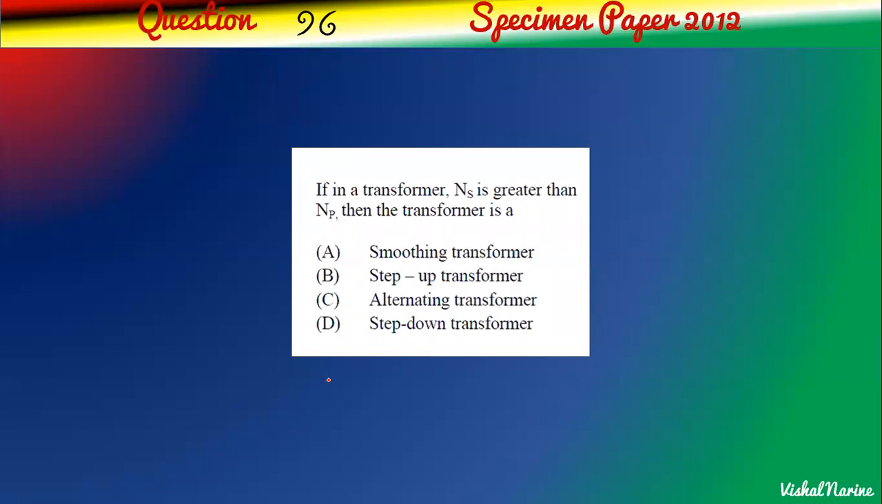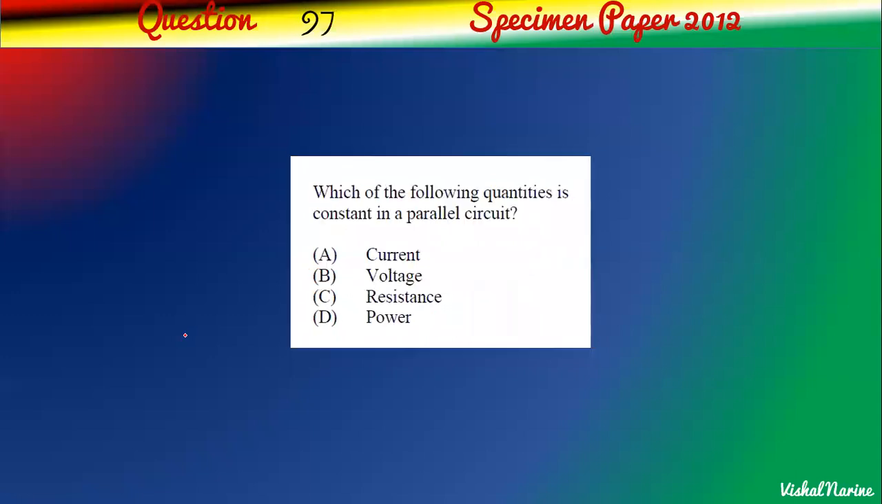96. If the secondary coil is greater than the primary coil, what type of transformer do we have here? It's going to be a step-up transformer. 97, which of the following quantities is constant in a parallel circuit? I just mentioned that to you, and that is the voltage.